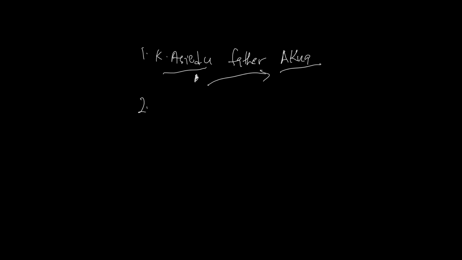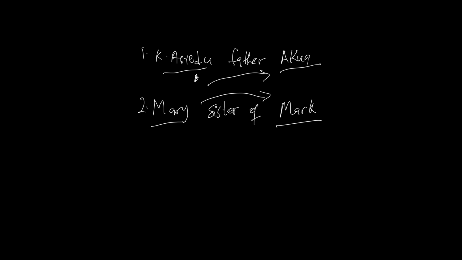For example, Mary is the sister of Mark. So the relation between Mary and Mark is that Mary is the sister of Mark. That is the association between them. What joins the two of them is their relation. And the relation here in this case is sister. This is the sister of that. That is basically what the relation is.